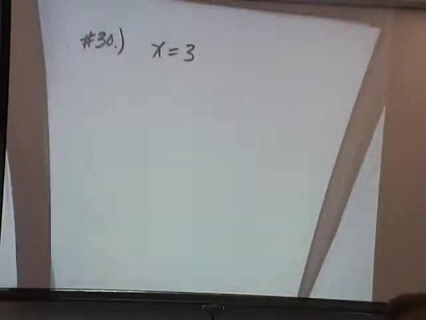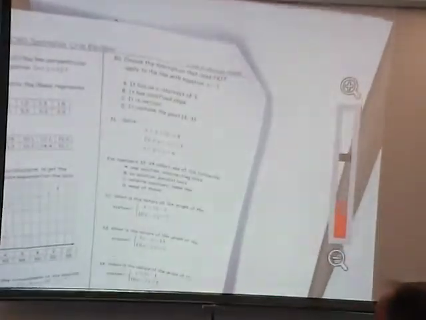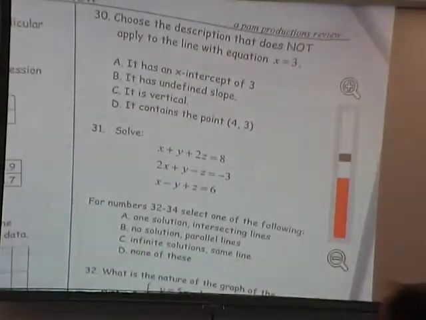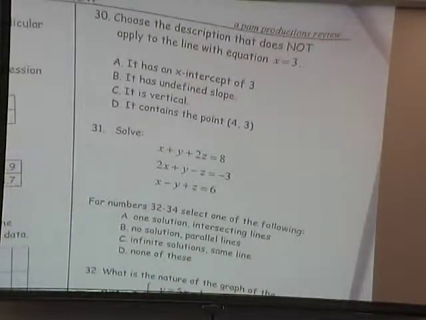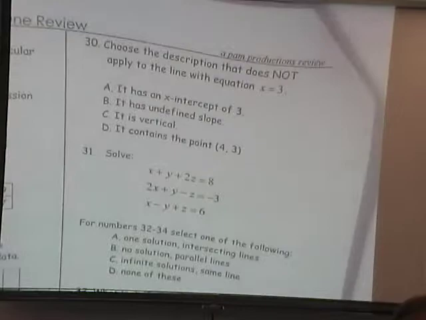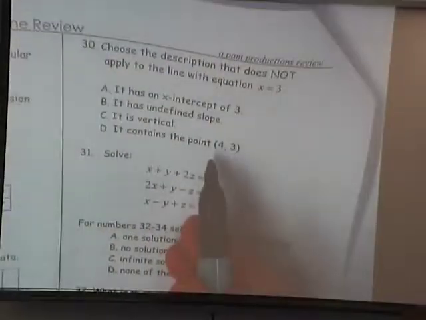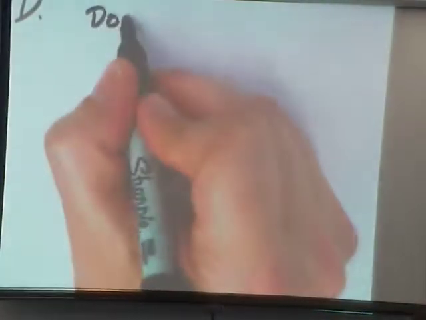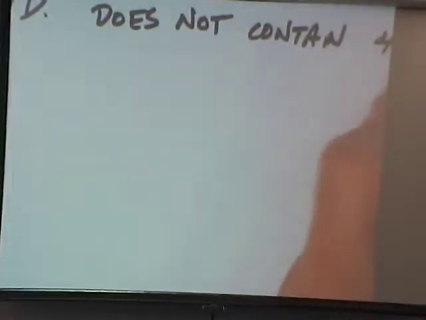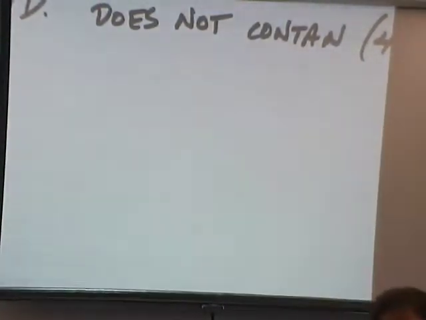All right, so it says choose the description that does not apply to this line. Has an x-intercept of 3. Correct, that's good. Has an undefined slope. That's good. It's vertical. It contains the point (4, 3). Wrong. It says x equals 3. So it does not contain the point (4, 3). So this would be D. Clearly the x is 4 here, so that would not fit that equation. Any questions on that?